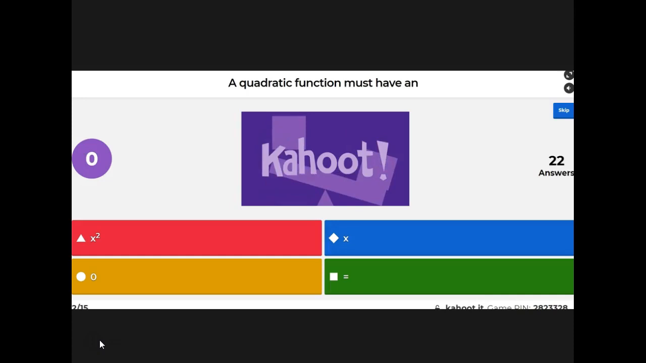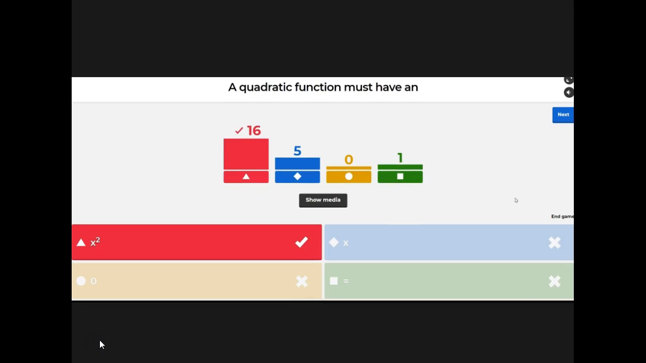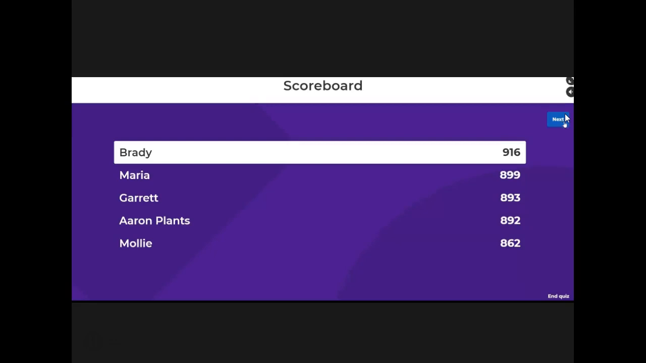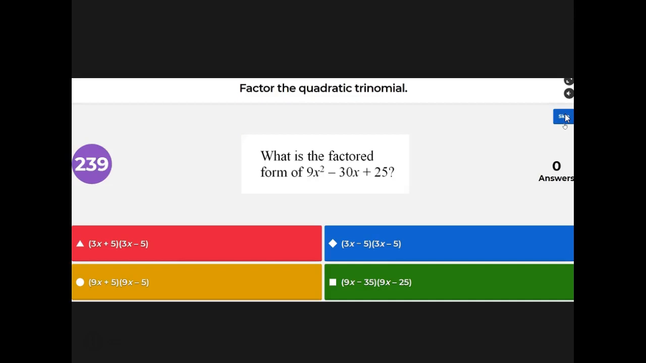Okay, a quadratic function must have an x squared. A quadratic function must have an x squared. Factor the following. Now, you have 2 ways. You can do your magic X and the factor by grouping we did yesterday, or recognize something else.